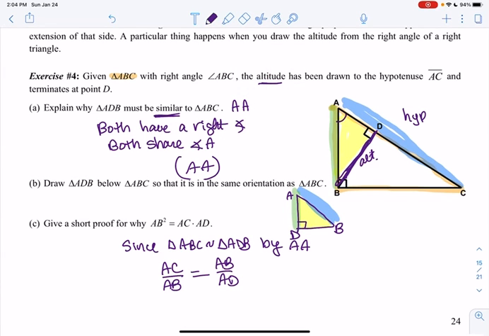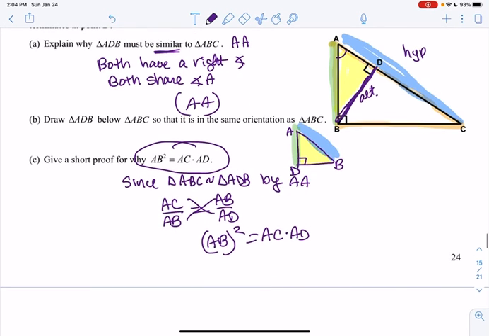Now, if I was to cross multiply, I would get AB times AB, which is AB squared, and I'd get AC times AD. So there you go, I proved it. I said they're similar by angle, angle, therefore their sides are in proportion, and therefore if I was to cross multiply, that would be true. Okay, and we will practice all of this tomorrow.